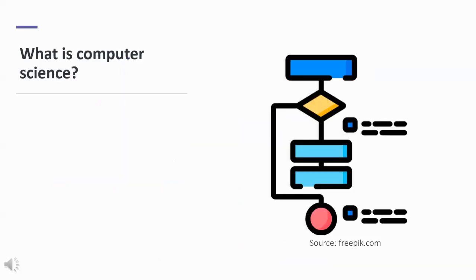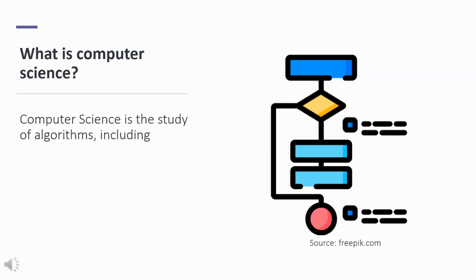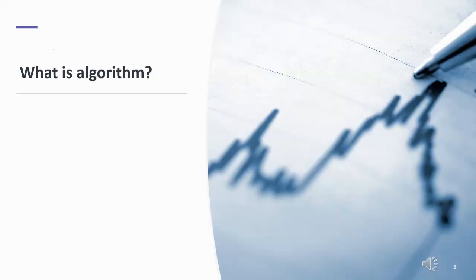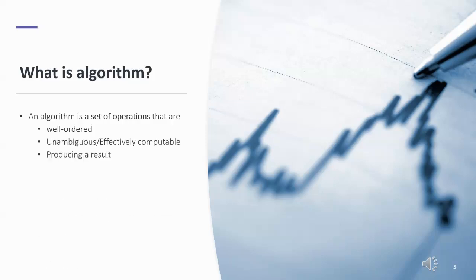What is computer science? Computer science is the study of algorithms, including their formal and mathematical properties, their hardware realizations, their linguistic realizations, and their applications. What is an algorithm? An algorithm is a set of operations that are well ordered, unambiguous, or effectively computable, producing a result and to hold in a finite amount of time.